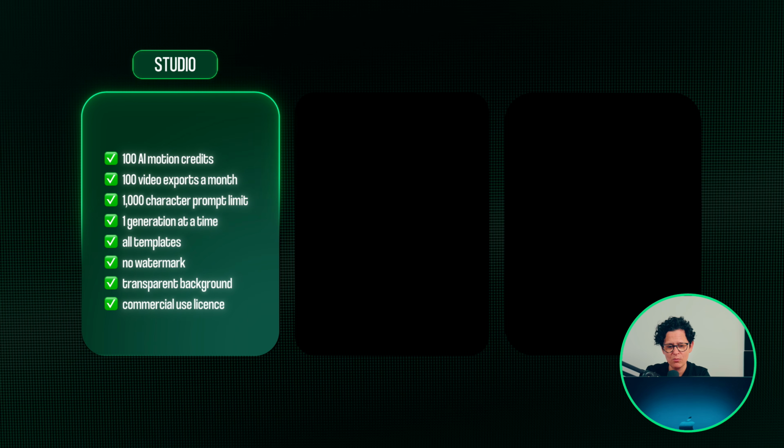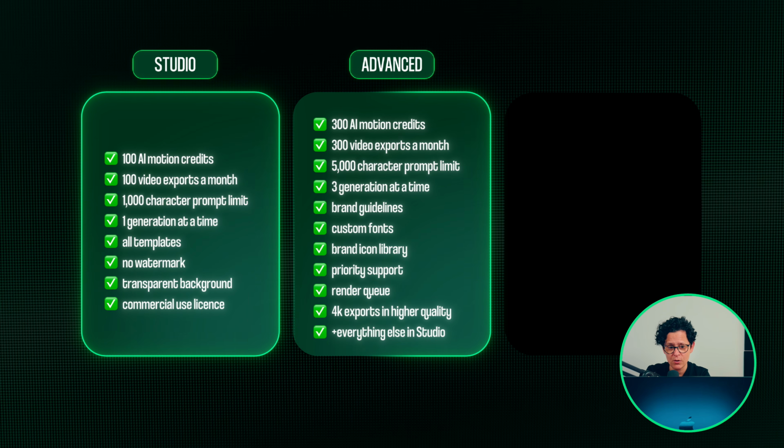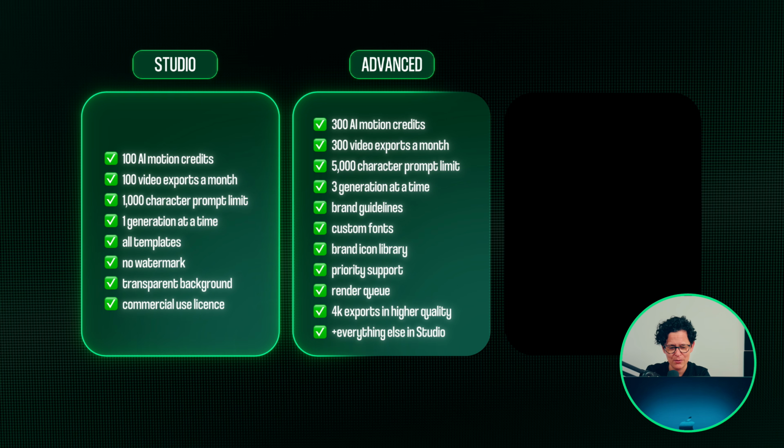All templates, no watermarks, transparent background export, and a commercial use license. Advanced triples it to 300 credits and 300 exports, 5,000 character prompts, 3 generations running at once, and it adds brand guidelines, custom fonts, and brand icon library, priority support and render queue, and 4K exports in higher quality. So you get a ton of stuff in the second advanced tier.